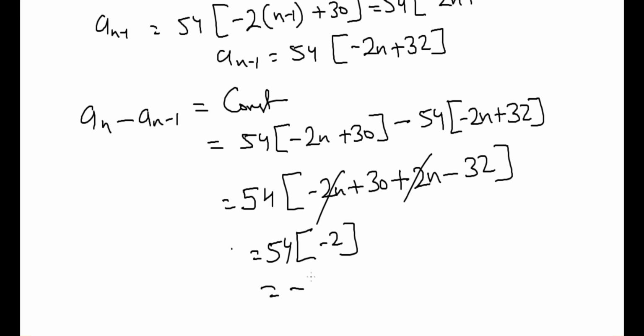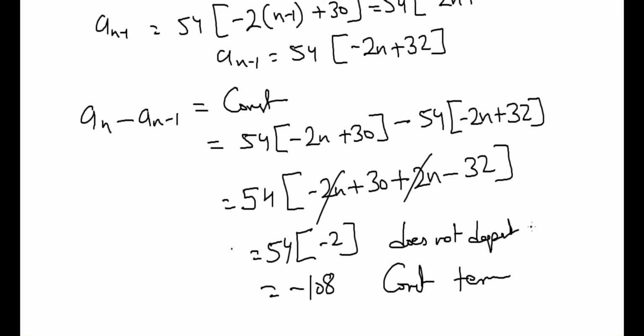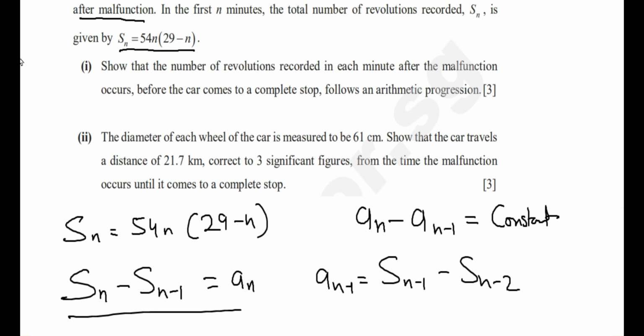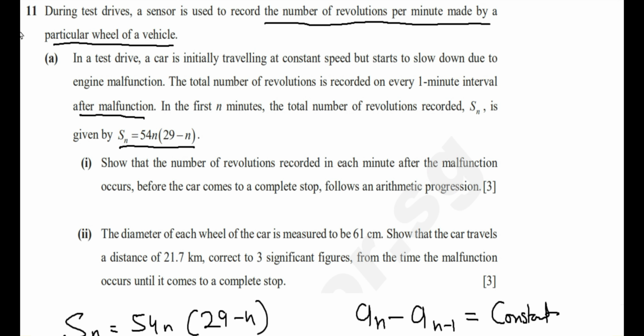So what we get is negative 108, which is a constant term which does not depend on n. So that's how we can prove that it is a constant term, right? And hence it is an arithmetic progression.